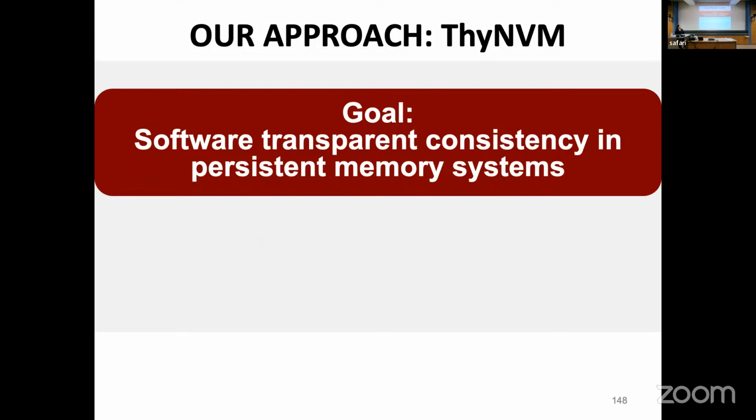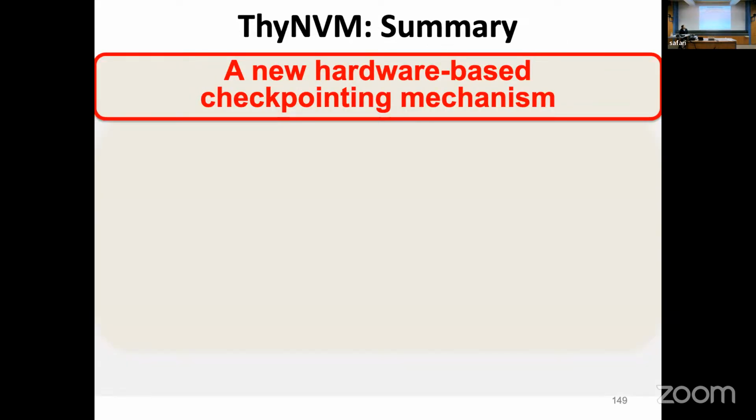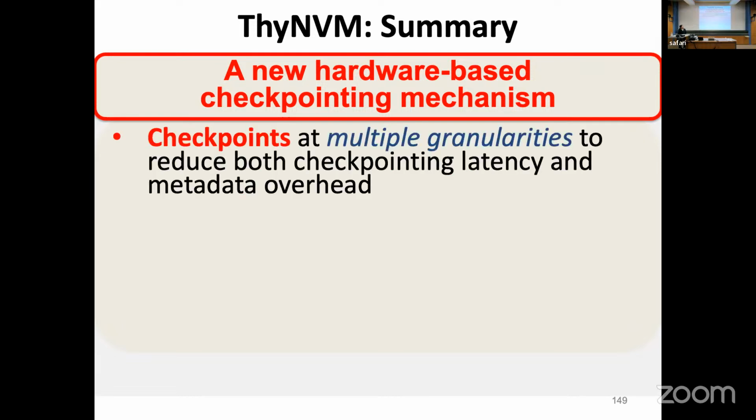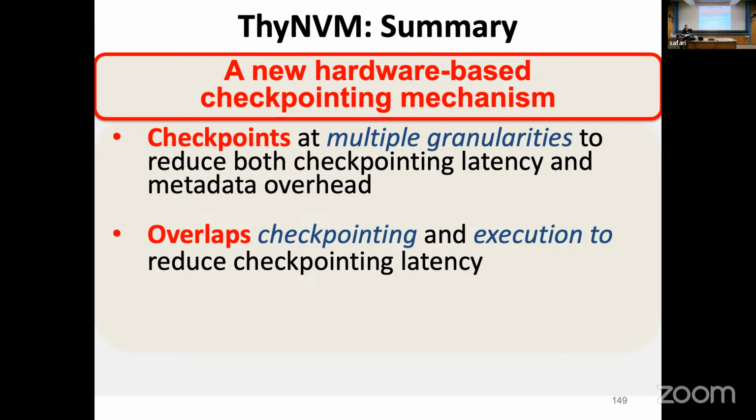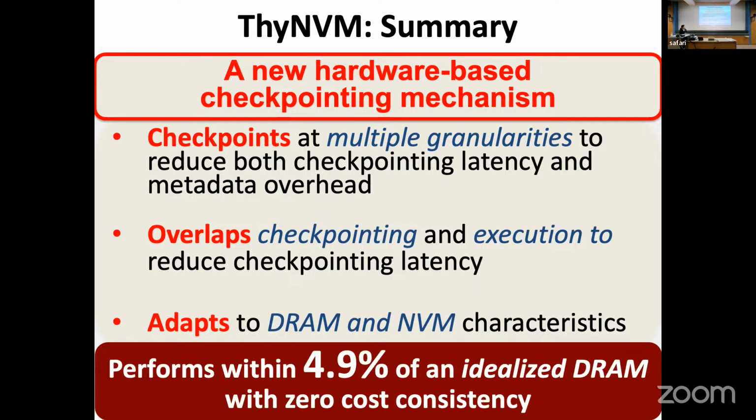The goal is to provide software-transparent consistency in persistent memory systems. The key idea is to periodically checkpoint the state and recover the previous checkpoint on crash. This is a new hardware-based checkpointing mechanism that checkpoints at multiple granularities to reduce both the checkpointing latency and the metadata overhead, and also overlaps checkpointing and execution to reduce the checkpointing latency, and also adapts to DRAM and NVM characteristics, and performs within 5% of idealized DRAM with zero-cost consistency.